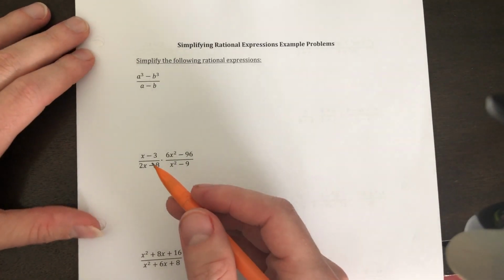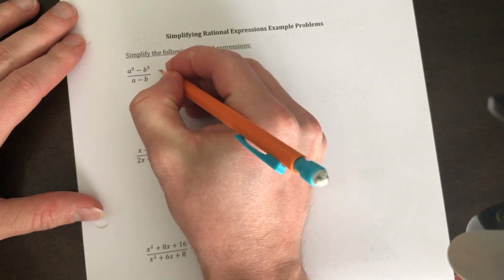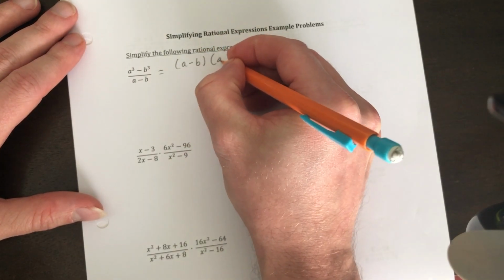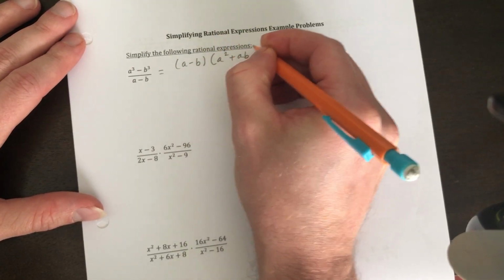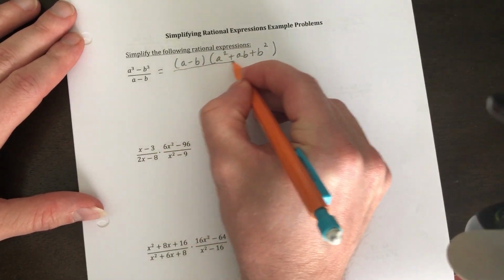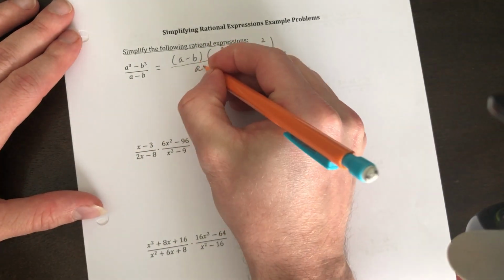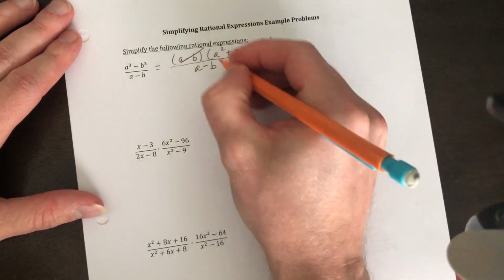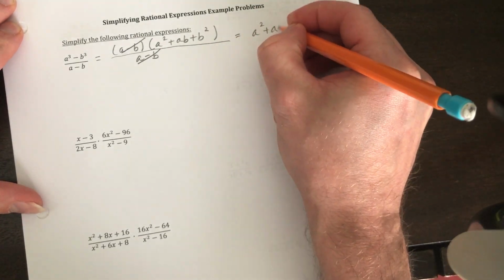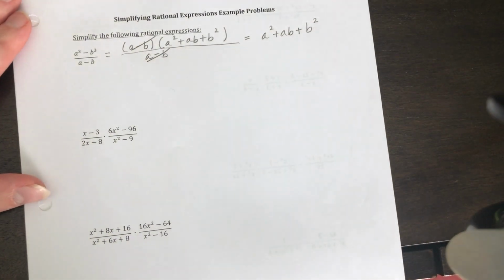So the first example problem, a cubed minus b cubed over a minus b, that's going to be a difference of cubes. So this is going to factor to a minus b times a squared plus ab plus b squared. Make sure if we need to review that formula, we go review that formula. Over a minus b. Now if something's on top and bottom of a fraction, it cancels. So your answer is going to be a squared plus ab plus b squared. And that's all there is to it.